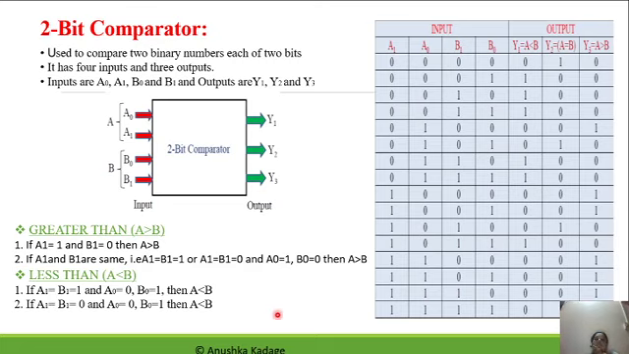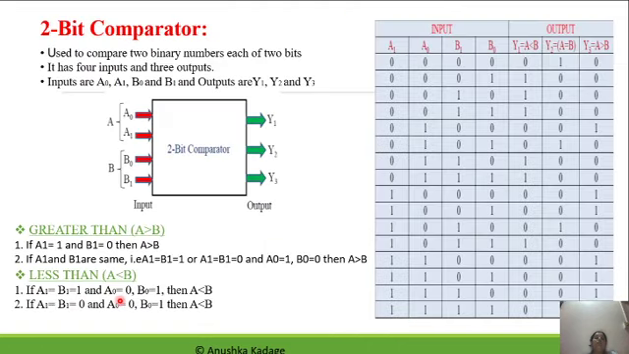The case when A is less than B, the output will be set. For that, we have two possible combinations that we have to check. Suppose both MSB bits are equal, but in the LSBs I am finding that the B0 value is 1 while the A0 value is 0. Then in that situation the less than condition will be set.